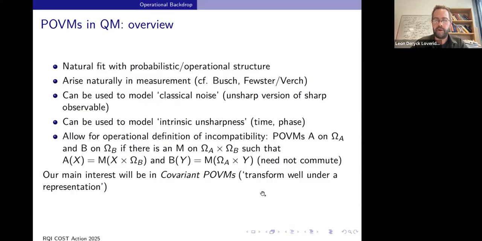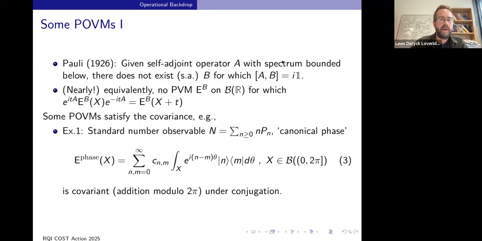So this is where we're going to have a group representation. Most of the ones that I introduce now are going to be covariant POVMs, and I'll say exactly what I mean by that. So, my infinitely many POVMs coming up. The ones that I'm most interested in personally are these sort of intrinsically unsharp ones.